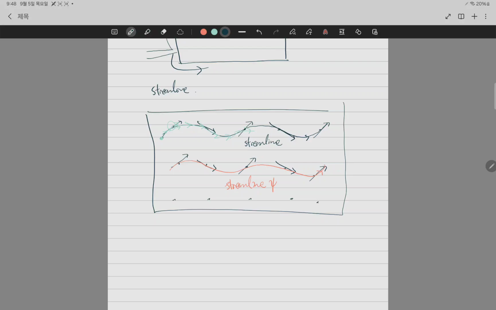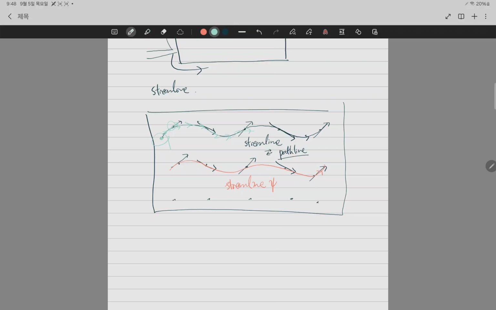And this also happens to be the path line. We call this the path line because this is the path of this one particle. The path line equals a streamline in a steady flow.